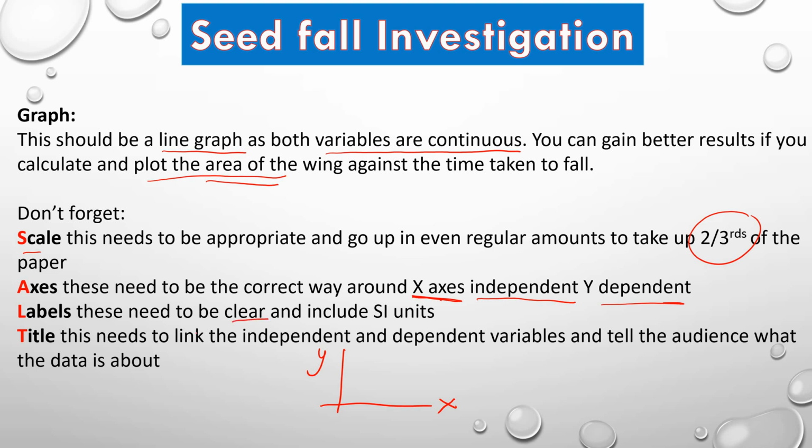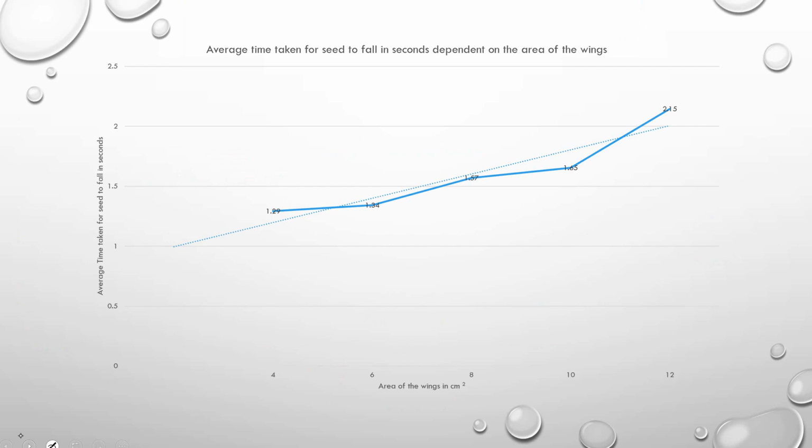Make sure your labels are clear. Use the headers that were actually in your table, that will help you, and include the appropriate units. In your title, make sure you link the names of the independent and dependent variables to tell the audience what the data is about. So there's an example of a graph done on Excel, and we can see the dotted line is the trend line, the line of best fit there. Make sure you can see it's got the labels with the correct units, both there, and it's got a title linking the area of the wings with the time taken.